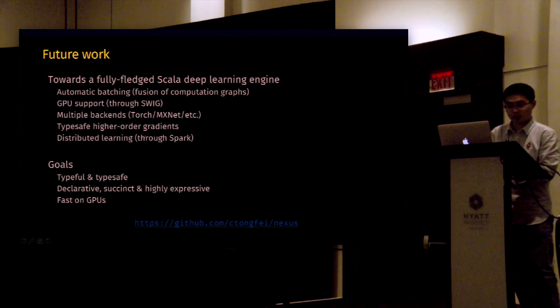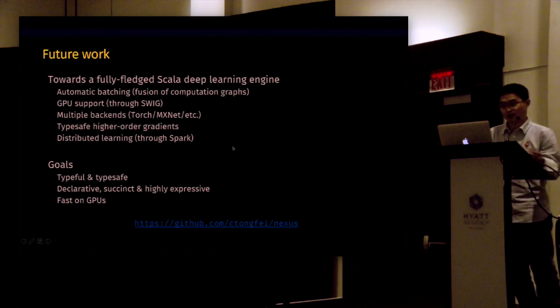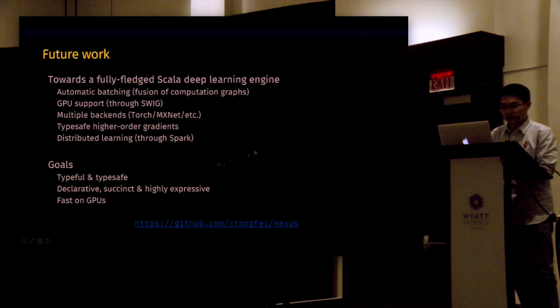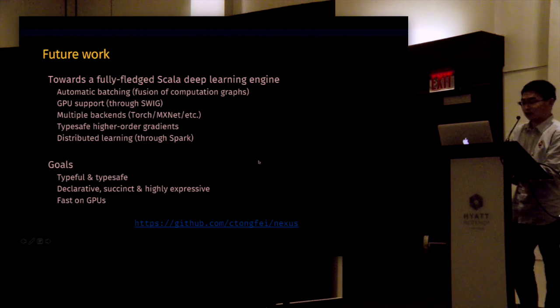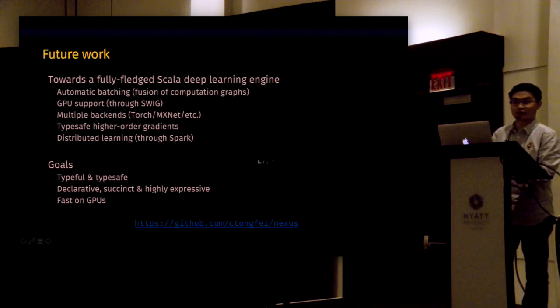And type-safe higher order gradients, or distributed learning, doing deep learning over a cluster using Spark. We can just pass the gradients around using Spark. So the goal is just we could have a type-safe and typeful, declarative, succinct, and very, very expressive deep learning system in Scala. Thank you.